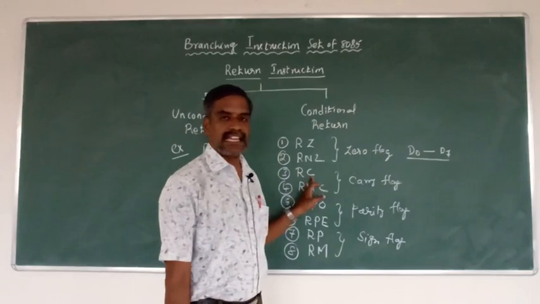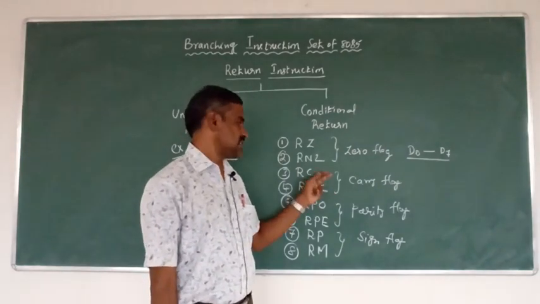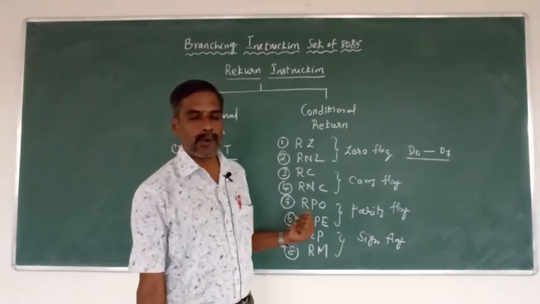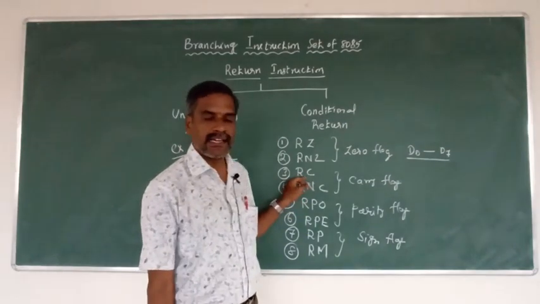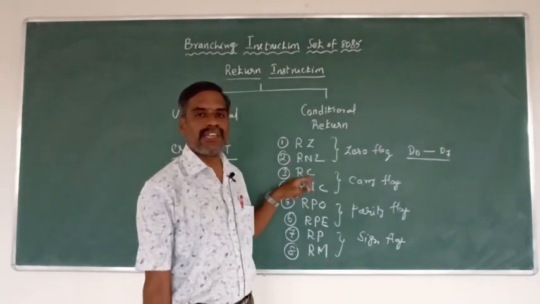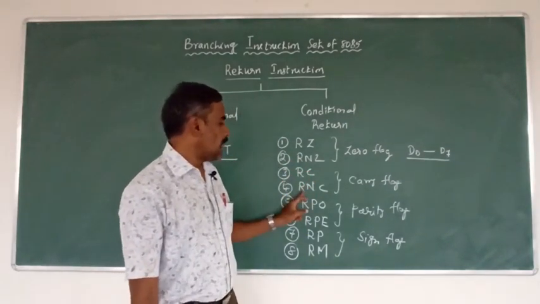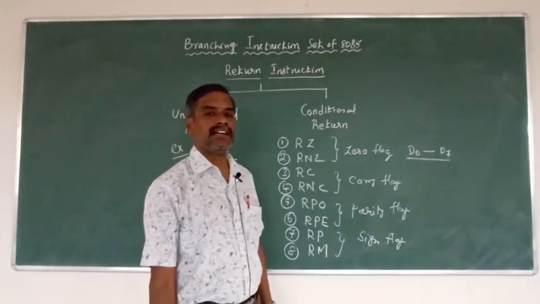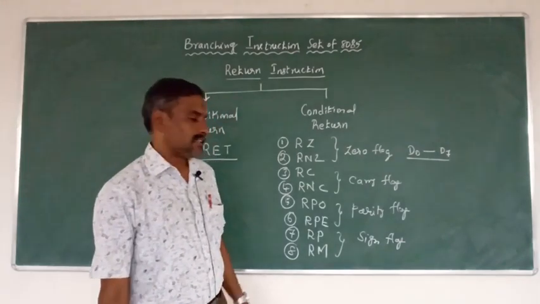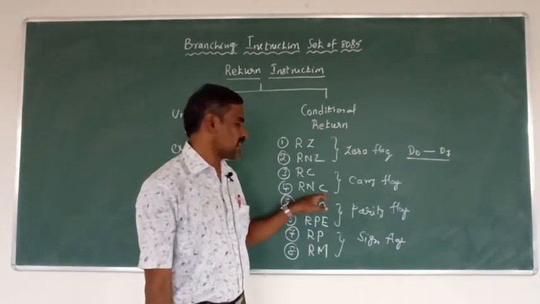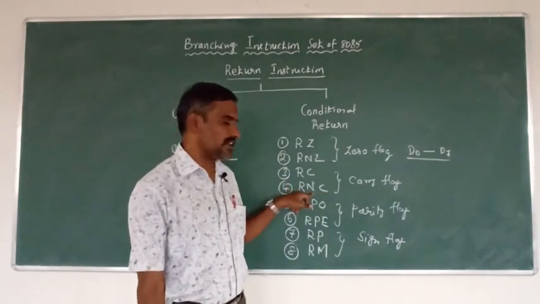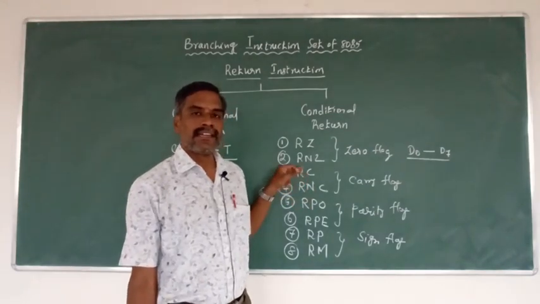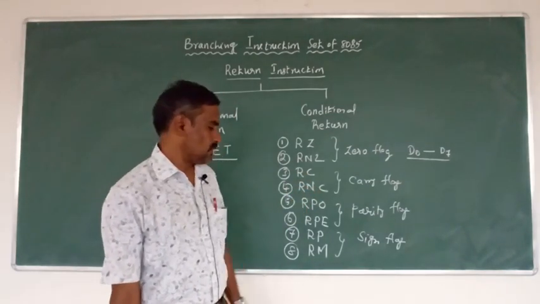Return if result is carry. If the result is carry, it will return back to the main program, otherwise it will execute the next instruction of the subroutine program. RNC means return if result is no carry. If this condition is satisfied, it returns back to the main program, otherwise it will execute the next instruction of the subroutine program.